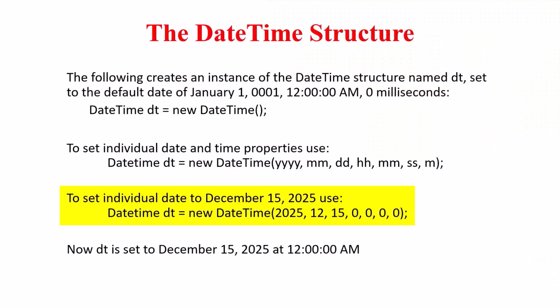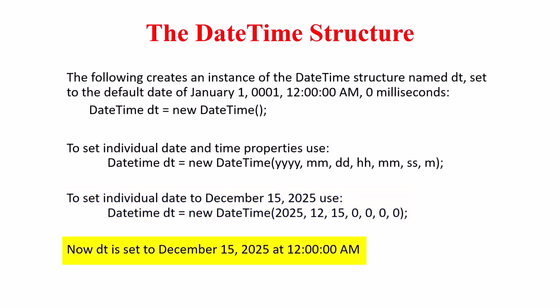And to set an individual date to December 15, 2025, for example, we use DateTime DT equals new DateTime, 2025, the year, 12 is the month, 15 is the day, and we left the zeros for the hours, minutes, seconds, and milliseconds, which means it'll set it to midnight, basically. Now DT is set to December 15, 2025 at 12 a.m., as we can see that.